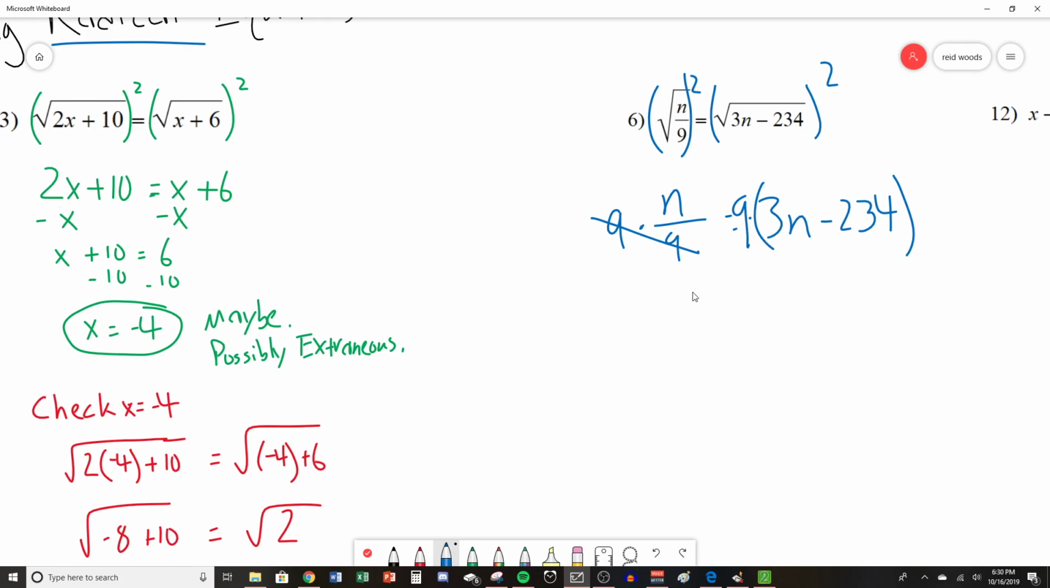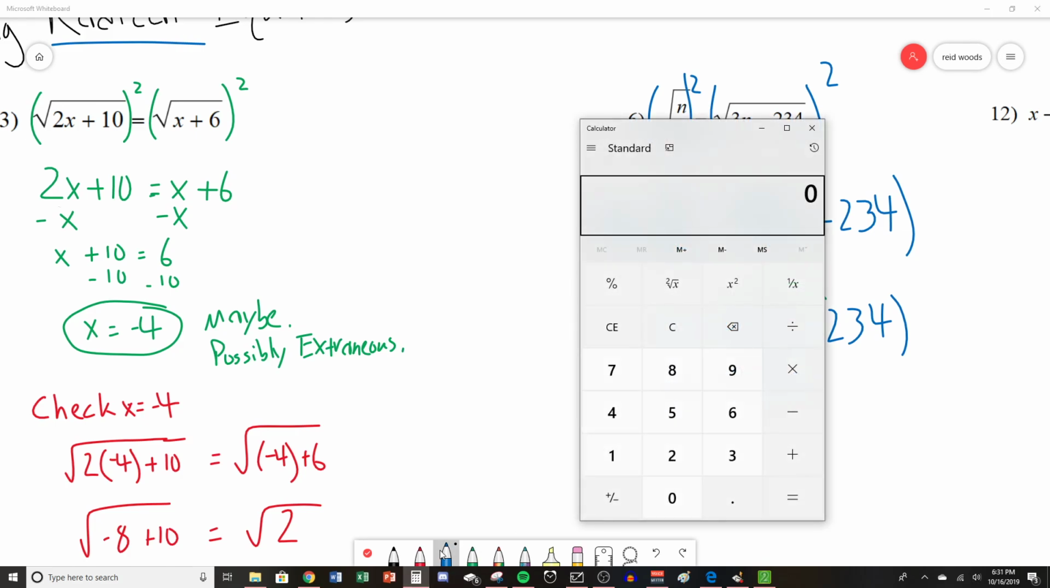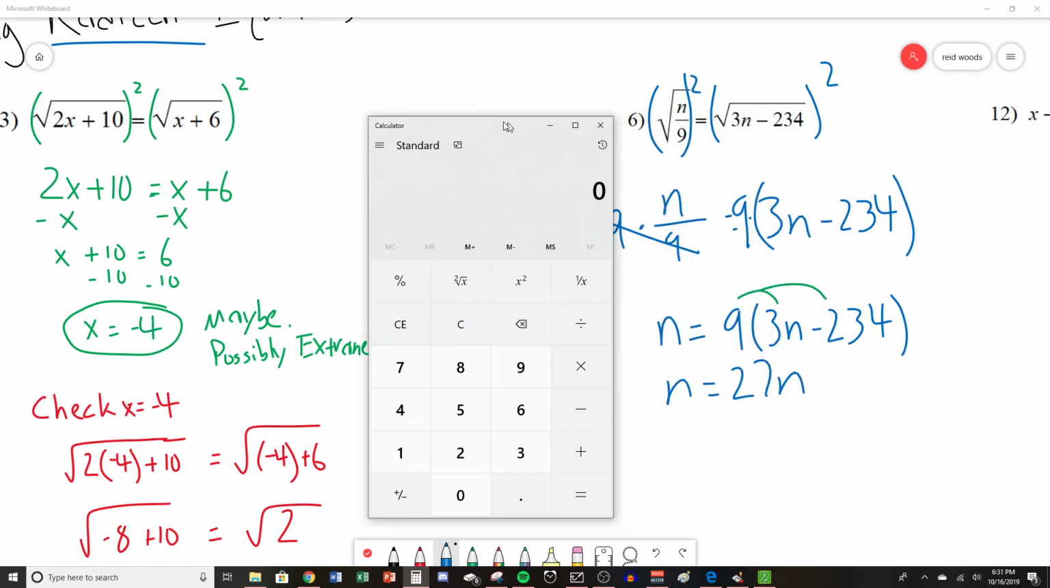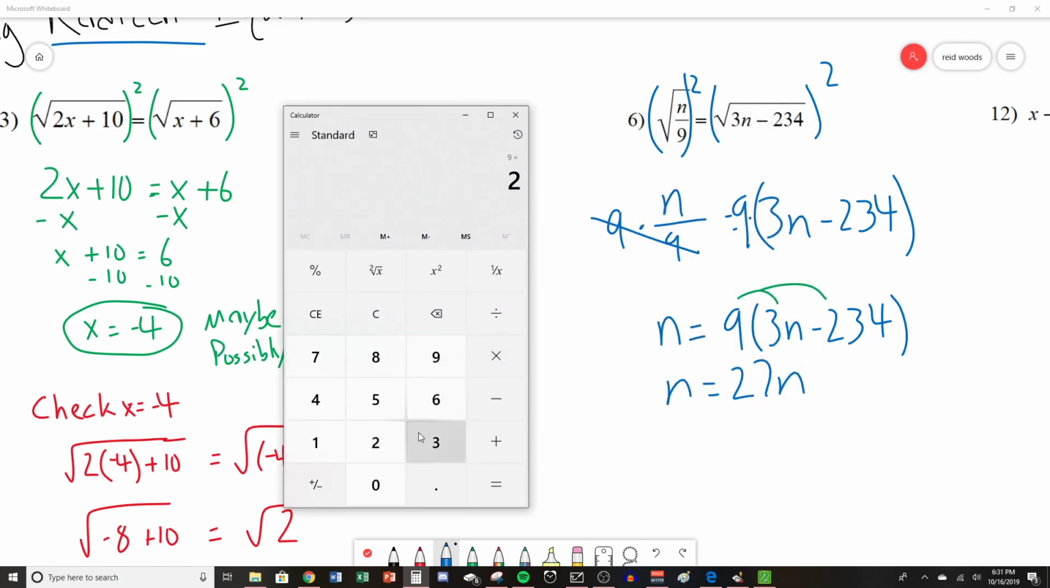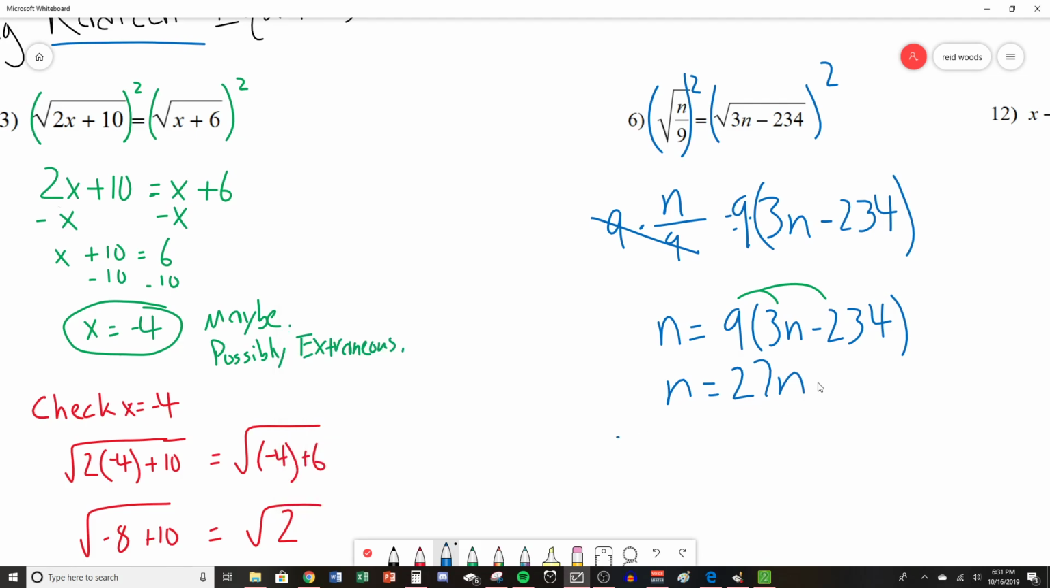So this is where we're at with this. So it's n equals 9 times 3n minus 234. Now what I have to do is I need to distribute this in. Okay, so I get n equals, this is 27n. Pull up a calculator because I'll need one to do this larger one. So it's 9 times 234. So that is negative 2,106. Okay, that's fine. Now I can just solve this as normal.